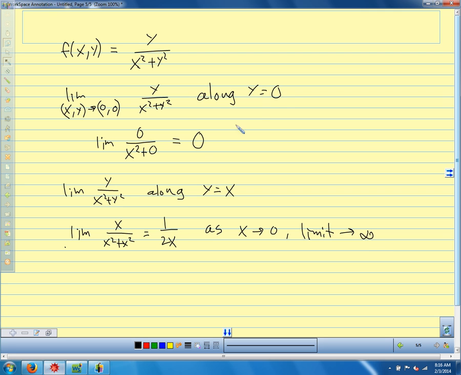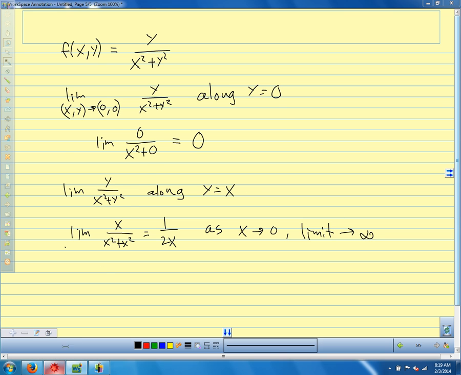So along the path y equals 0, I get a limit of 0. Along the path y equals x, our limit is different. Our limit is undefined. So this function is going to be continuous everywhere except xy equals 0, 0, because our limit approaches two different values along two different paths.